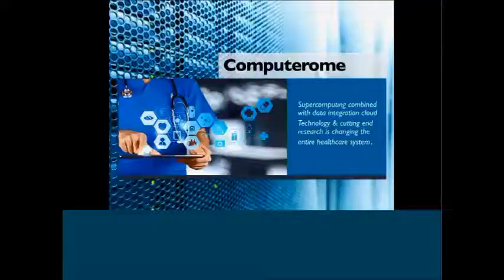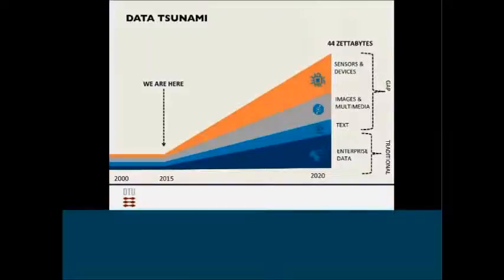So just to set the scene, Computerome is the Danish national supercomputer for life sciences. This is a system that is only established for the life sciences community in Denmark. It's a system with 16,000 CPUs and about 7 petabytes of storage. What's so special about this computer? This is the cloud part, which we are going to talk about in a minute.